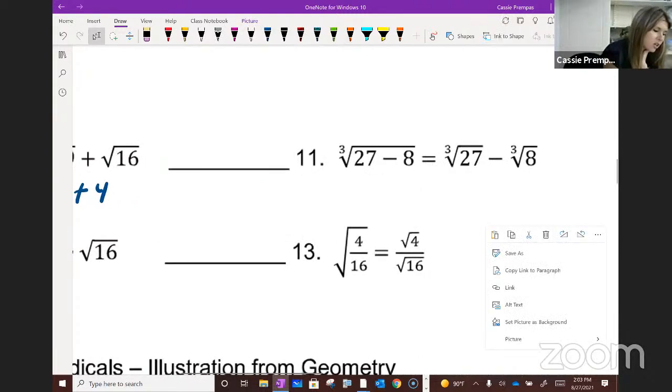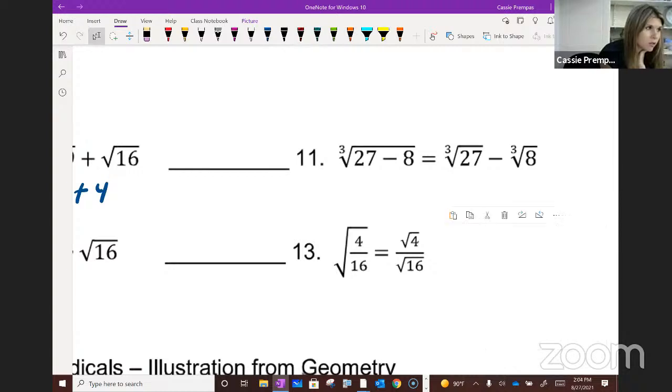What if it's subtraction? Can you subtract and then separate the radicals? Subtraction is very similar to addition. So no, this would be false. You can't separate that radical.